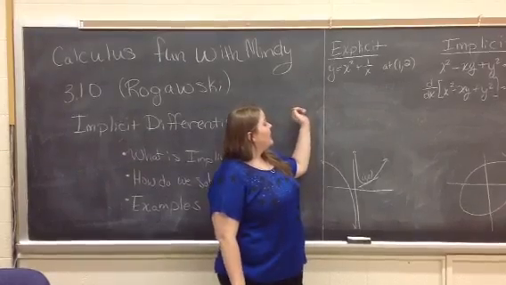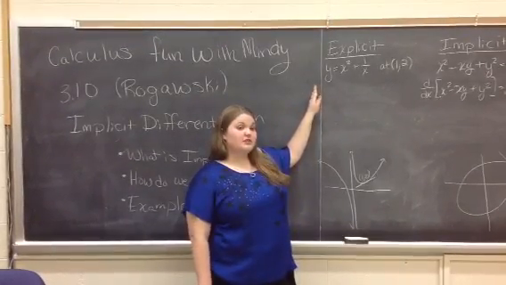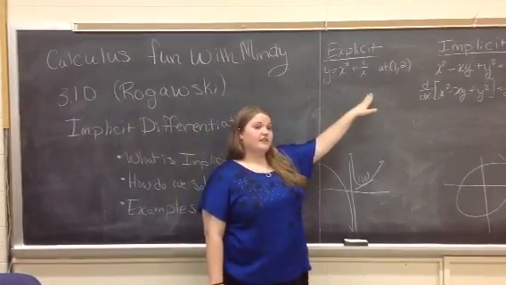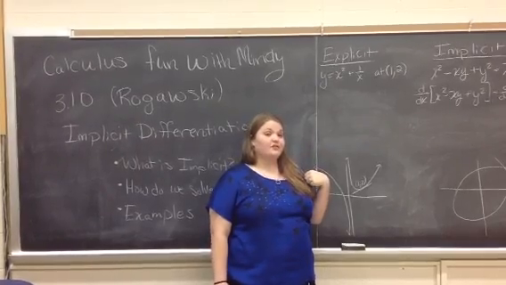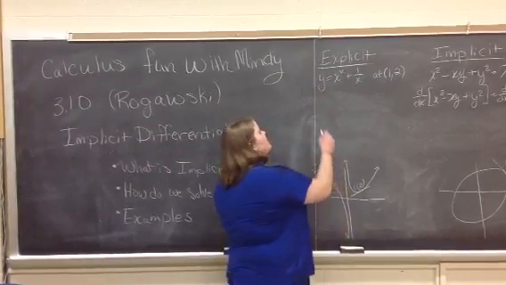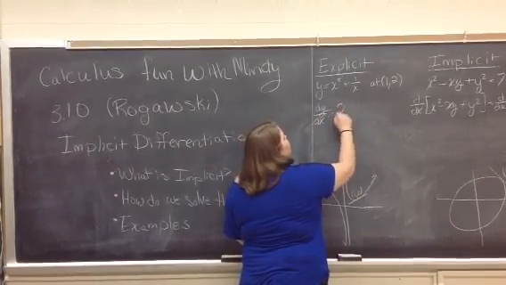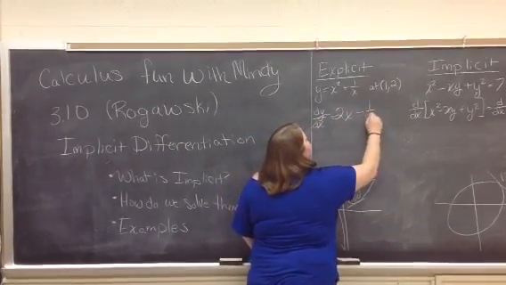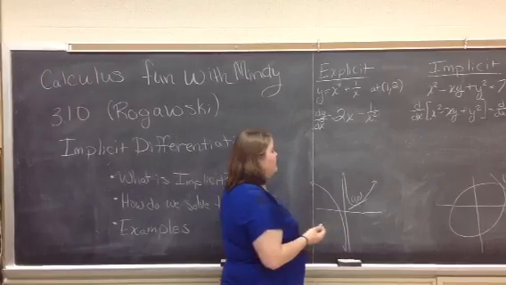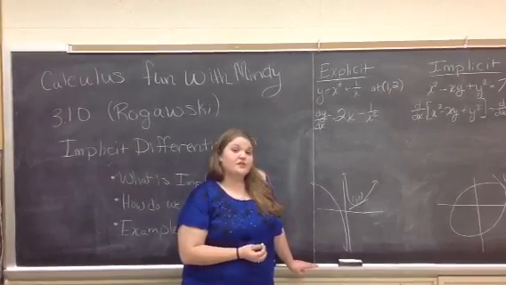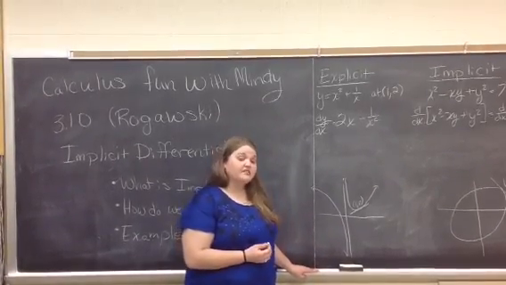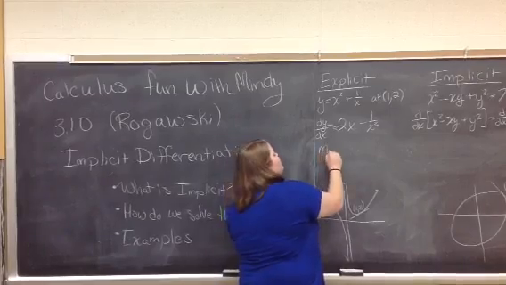So if you look here, we have an explicit function, which means we have y's on one side and x's on the other. And this is what you've been working with for the past few weeks now. So if we go to take our derivative, we see that we get 2x minus 1 over x squared. Now, if we want to find the equation of the tangent line, we simply plug in our x value to get m.